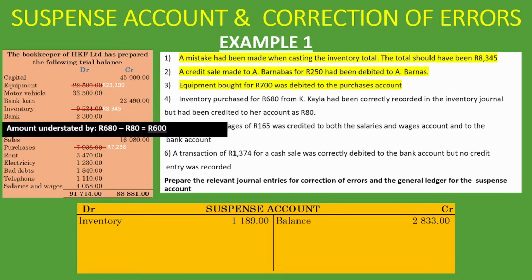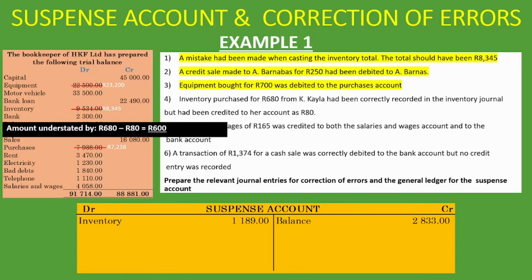The only one we need to fix is K. Kayla's account because our inventory journal was recorded correctly. So we don't touch the inventory account. So we need to correct K. Kayla's account by 600 Rand. K. Kayla, we're assuming, is our creditor because we purchased from her on credit. If we purchased it on cash, then we'll be dealing with bank here, but it's on credit here.